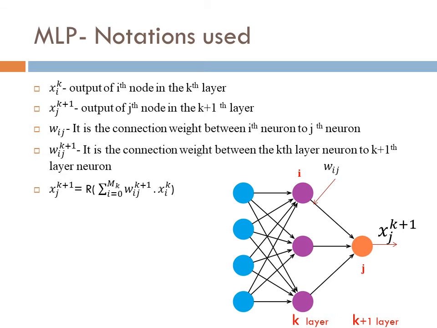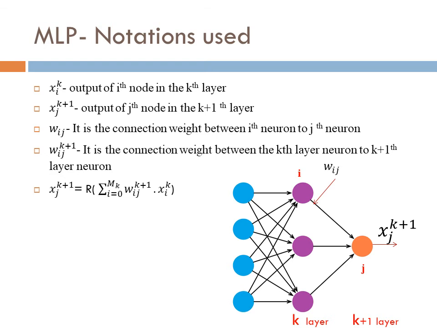And we also make use of the notation w_ij^(k+1). It is the connection weight between the kth layer neuron and the (k+1)th layer. Since the weight vector is represented in the forward direction, where the weight vector gets connected is represented as the superscript. So now, the weight vector points from the kth to the (k+1)th layer, so the (k+1)th layer is represented in the superscript.